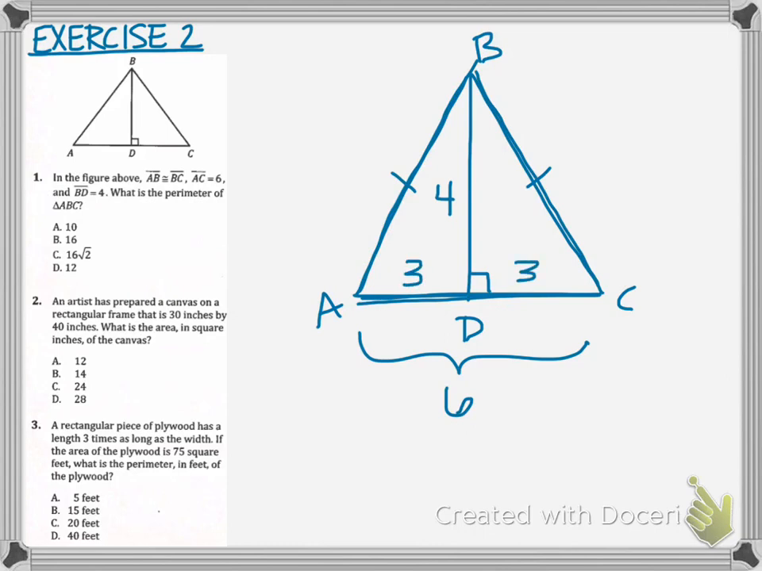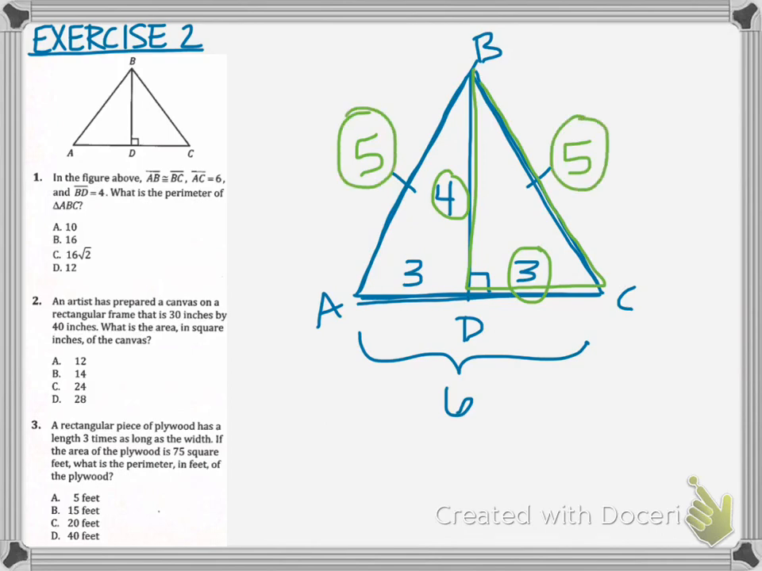Now if I look at one of these right triangles, my A and my B are 3 and 4. So I should recognize that as a Pythagorean triple, which means my side C is going to be 5 for both of the right triangles. So my perimeter is just 5 plus 5 plus 6, which is 16. So the answer to number 1 is 16.